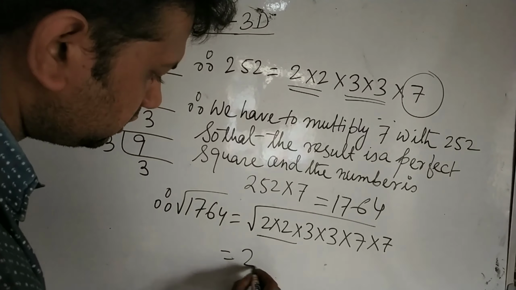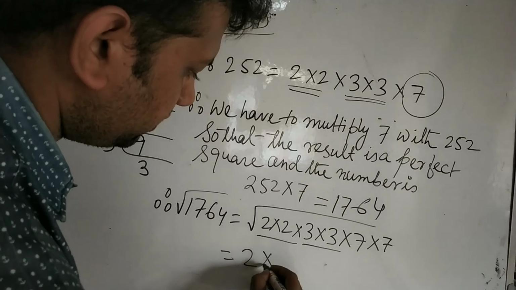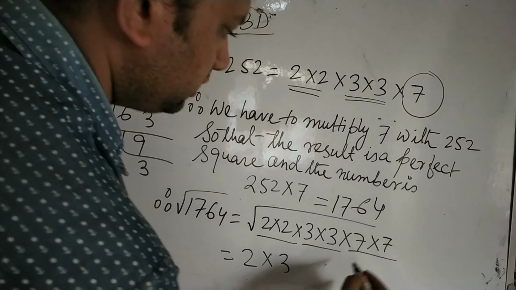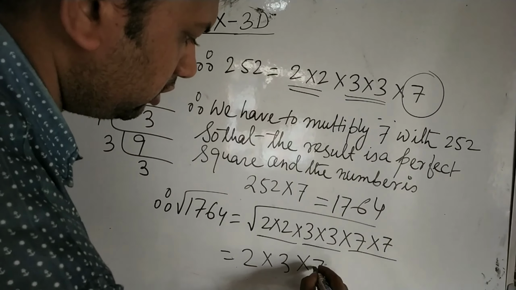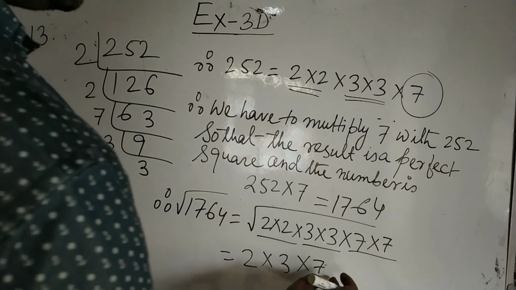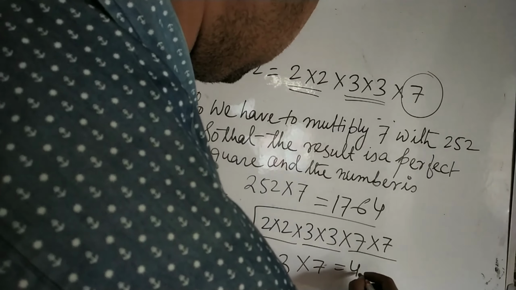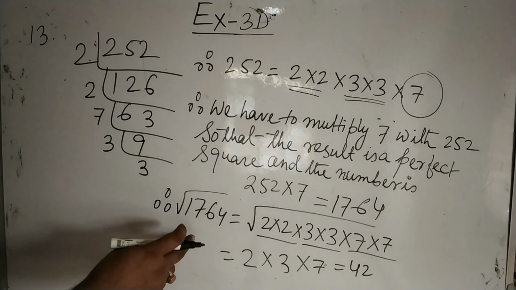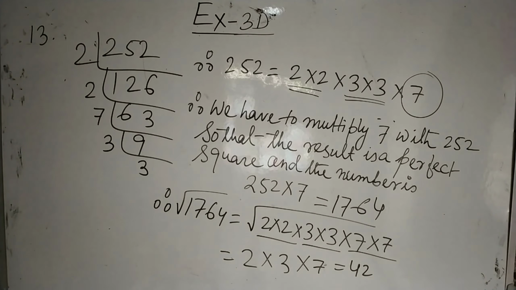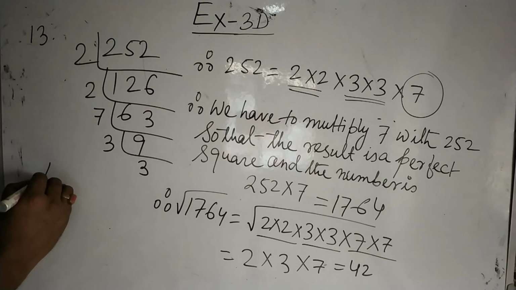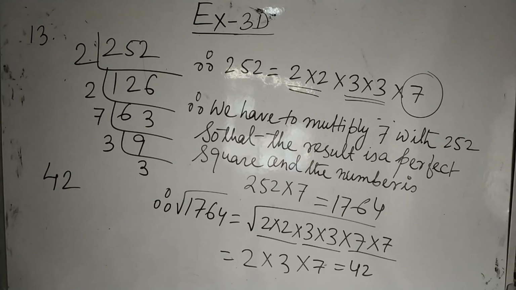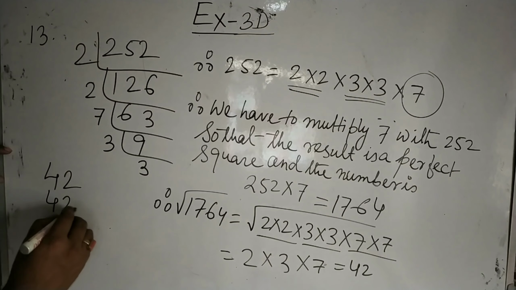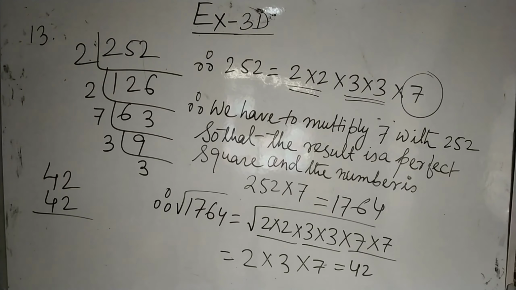For these 2s, 1 will be outside the square root sign. For these 3s, 1 will be outside the square root sign. For these 7s, 1 will be outside the square root sign. So 2 into 3 into 7, that is 21 into 2, 42, is the square root of 1764.